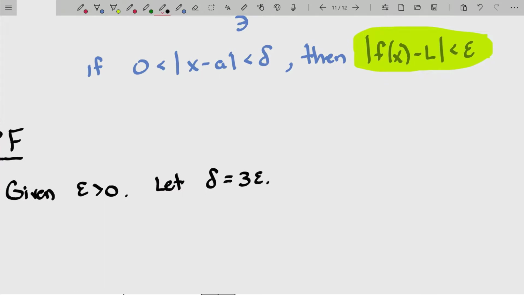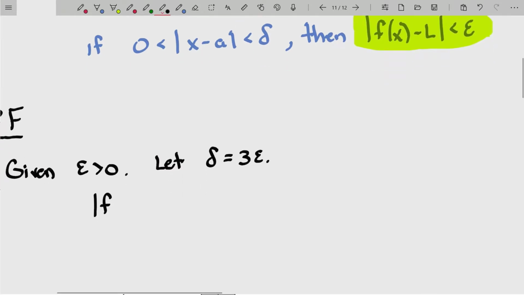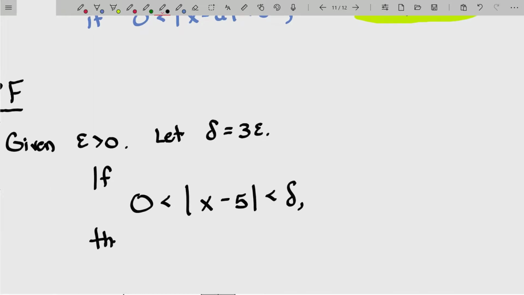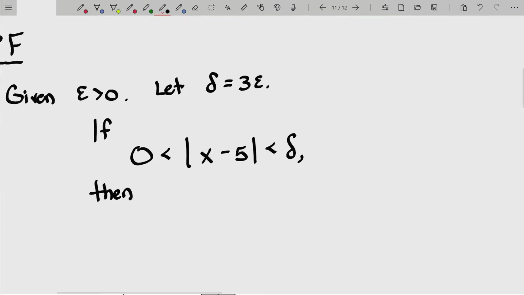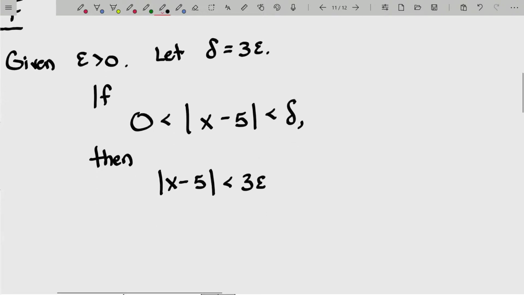Again, reading from my definition up above, if 0 is less than the absolute value of x minus 5, because that's what x was approaching as 5, and if that's less than delta, well then, just because we know what delta is, by our decision, delta is 3 epsilon. So as long as the distance between x and 5 is positive and still less than delta, then the distance between x and 5 must be less than 3 epsilon, because that was our choice for delta.